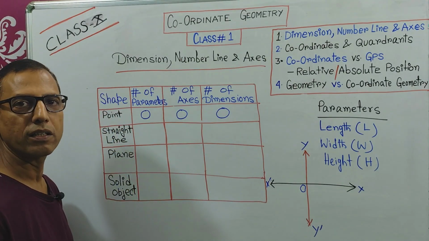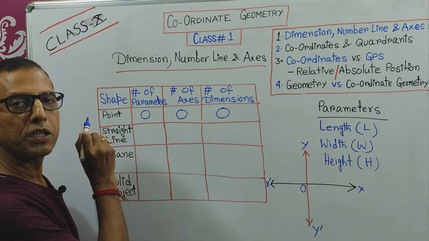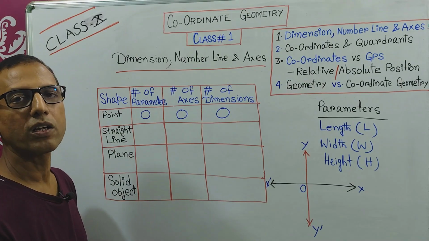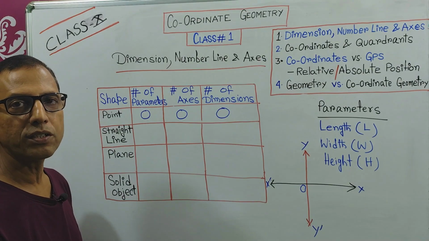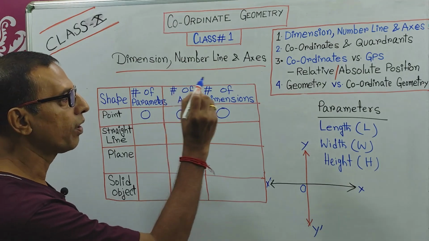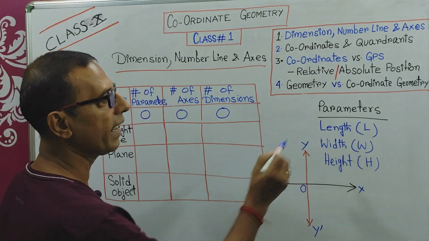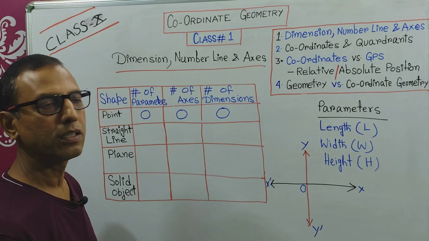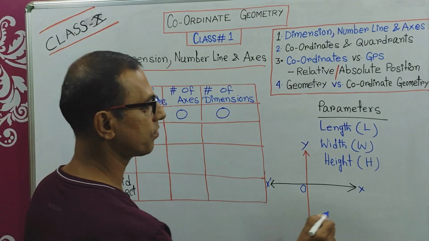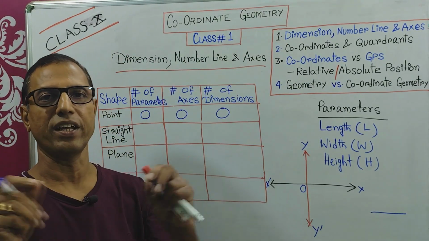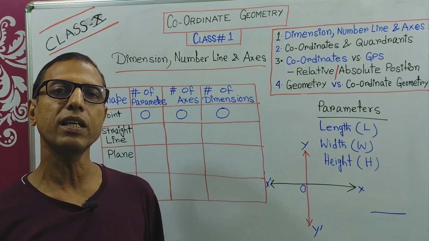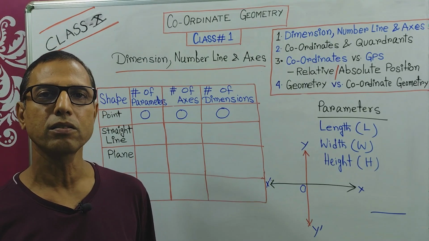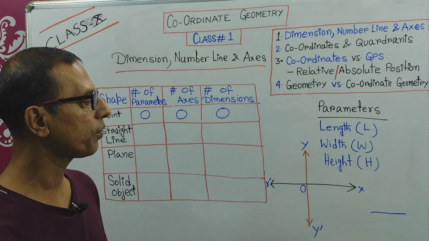Then there is a straight line. So to define a position on a straight line, what do you need? What are the parameters a straight line has? Only length, no width or height. Just understand this is a straight line, or say there is a string. It doesn't have any width or thickness or height, right? So therefore it has only length.